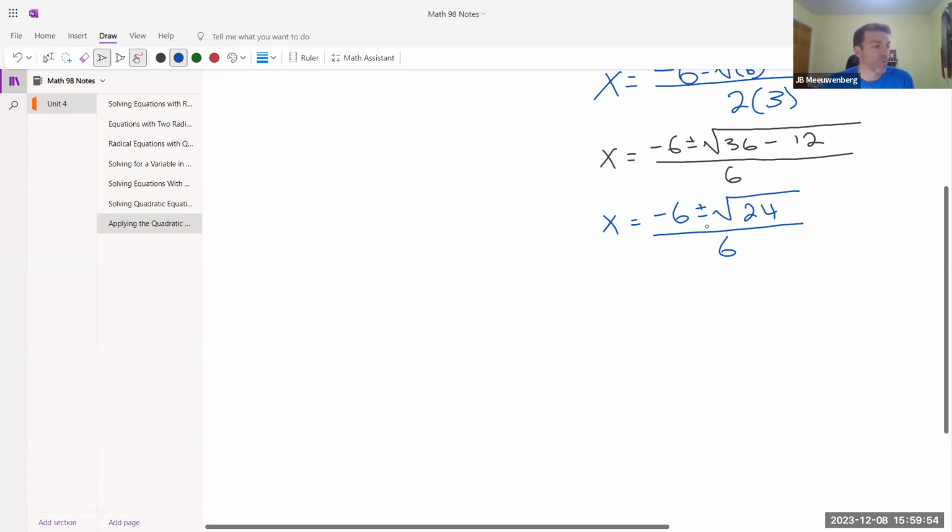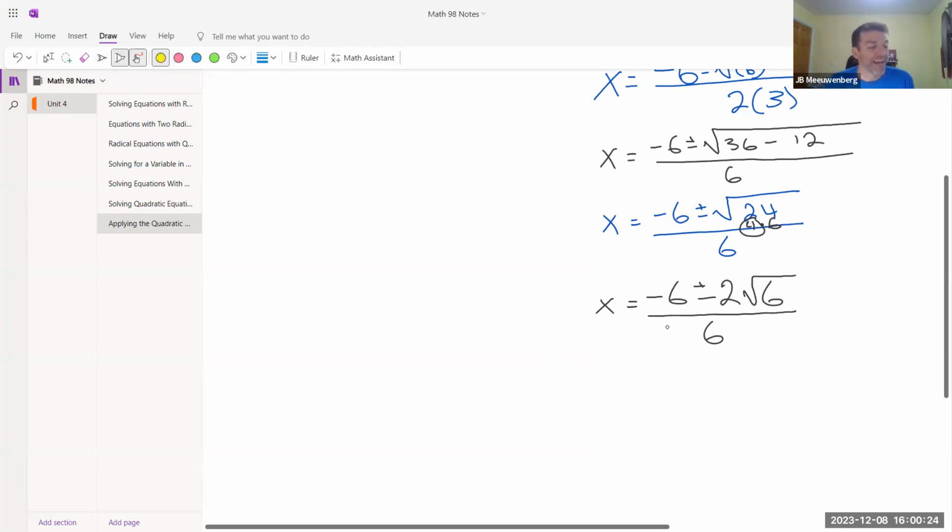So what we're going to do is simplify this just so we can see what it looks like. So x equals -6 plus or minus the square root of 24, which is 4 times 6. Because 4 is a perfect square, we can bring that out front in the form of a 2. So we take the square root of 4, bring it out front as a 2, and then the 6 stays in, and then there's another 6 still on the bottom.